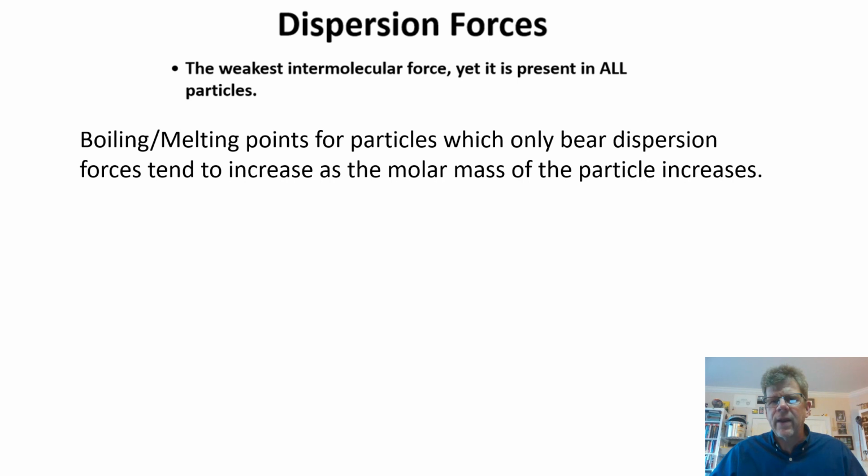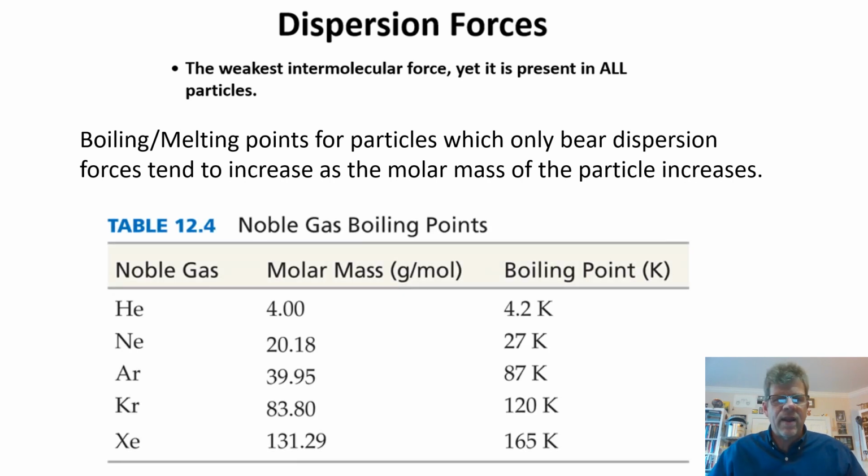So we're going to find that when particles bear only dispersion forces, this is important. When we have a particle like a noble gas, any of the noble gases which bear only dispersion forces, their boiling and melting points in comparison to other noble gases tend to increase as the molar mass of the particle increases. As the molar mass goes up, the boiling point or the melting point of that particular pure substance goes up. So here we have our noble gases. In this direction, we have significantly increasing molar mass, as we can see right here.